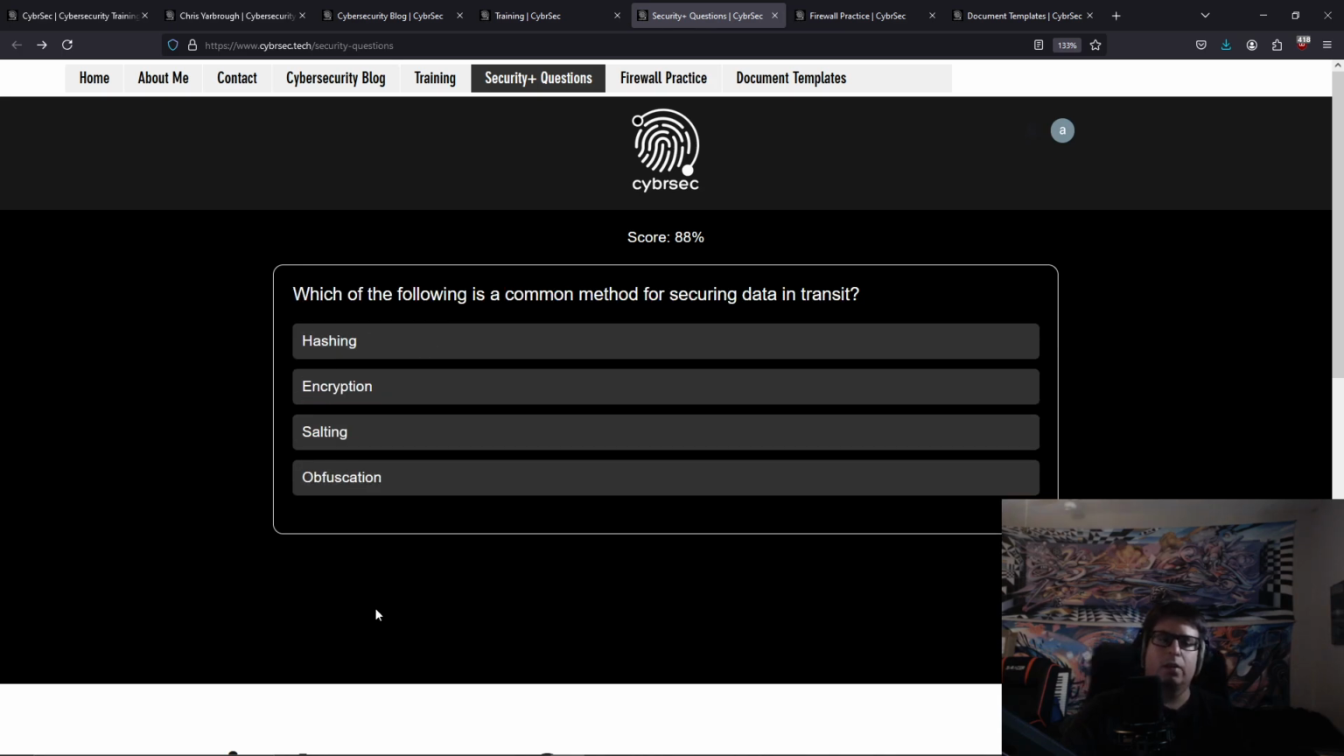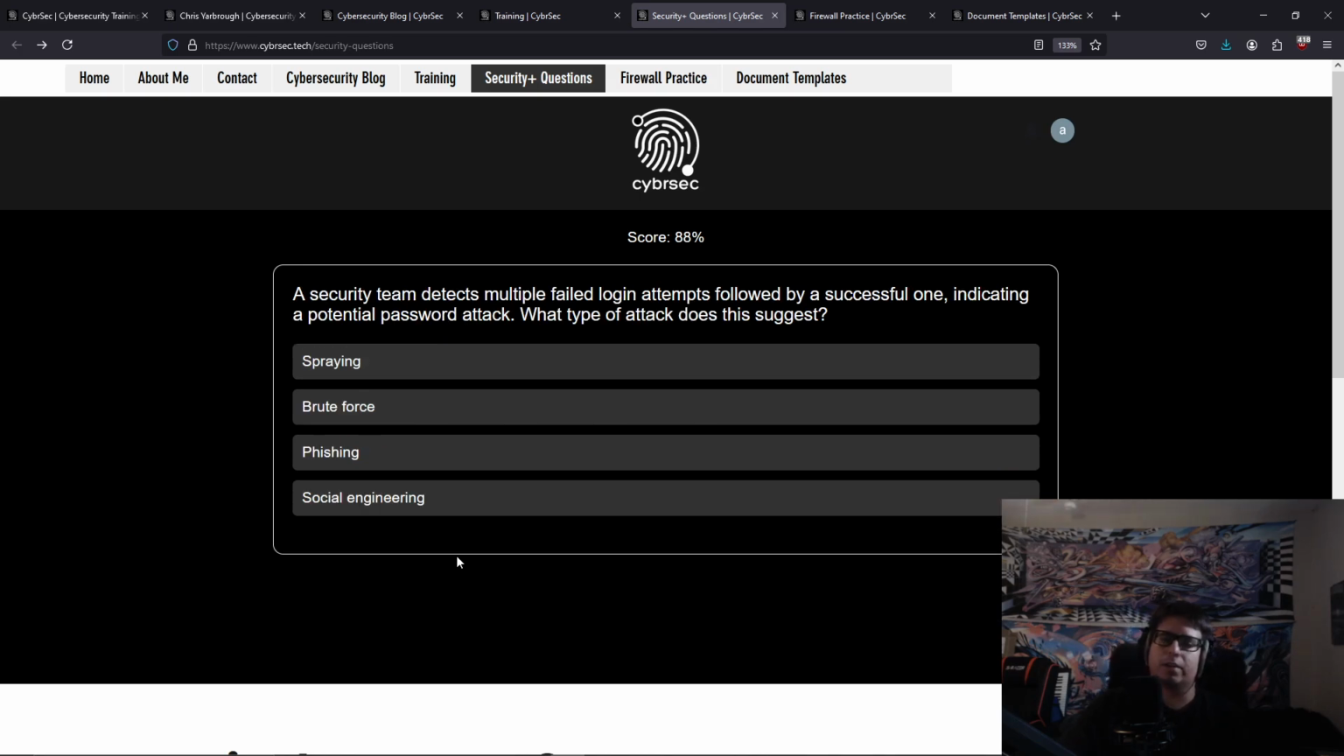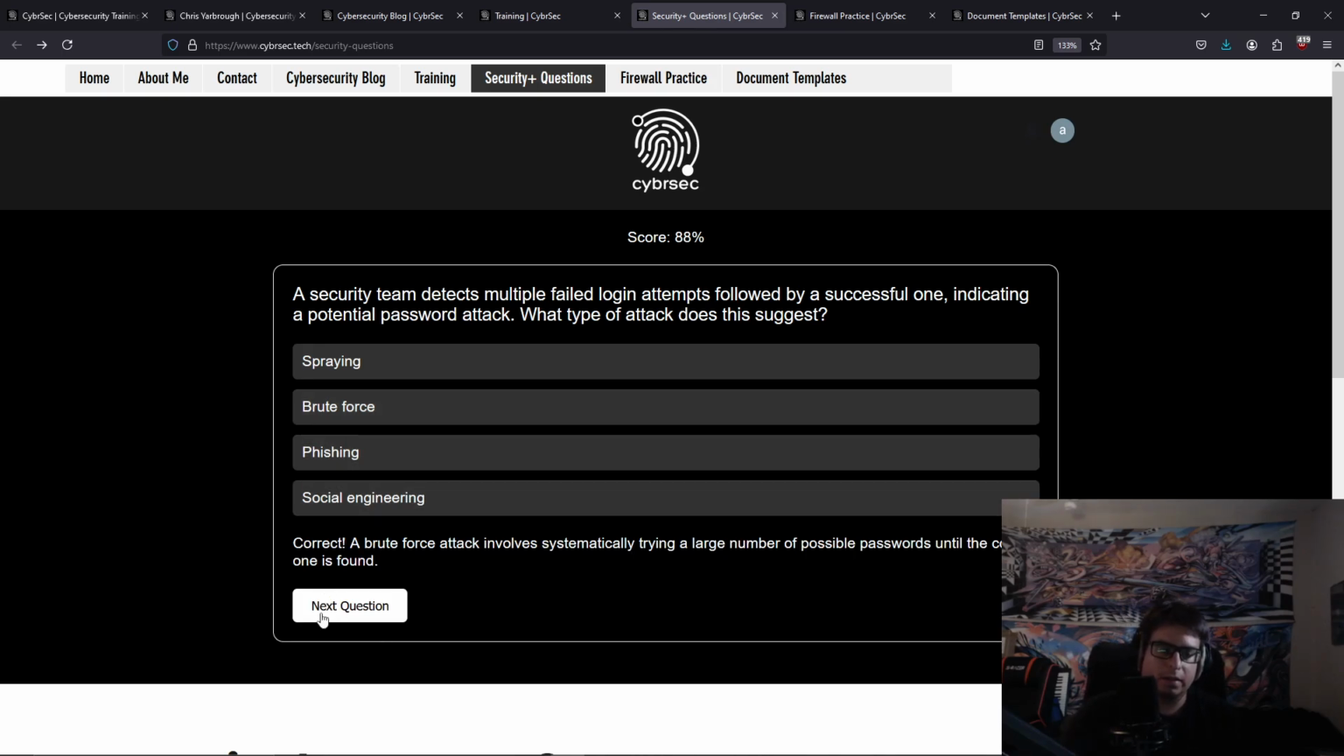Yes. Which of the following is a common method for securing data in transit? Securing data in transit would be encryption. Yes. The security team detects multiple failed login attempts followed by a successful one, indicating a potential password attack. What type of attack does this represent? I think I've answered this one. Pretty sure. Brute force. Yep.